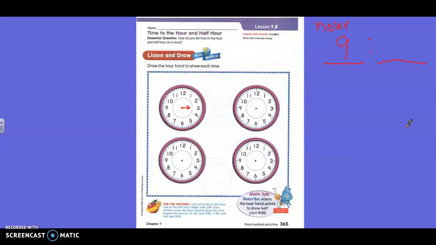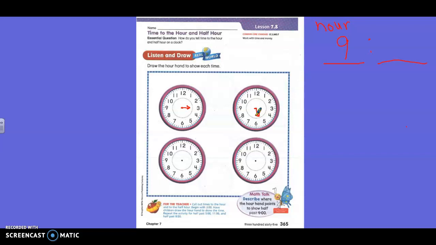for 5:30. Okay, so on this next one, we're going to make our little hour hand go in between 5 and 6, pointing in between 5 and 6, because that's halfway. Halfway between 5 and 6. Alright? Half past means you need to put it halfway between 5 and 6. 5:30.